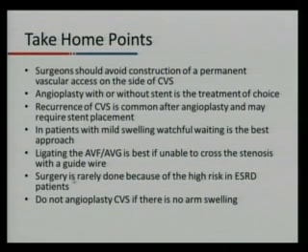So my take-home points are, surgeons should avoid construction of a permanent access on the side of central vein stenosis. And the way he can detect it is by doing a venogram. Angioplasty with or without stent is a treatment of choice. Recurrence of central vein stenosis is common after angioplasty and may require stent placement. In patients with mild swelling, watchful waiting is the best approach. Ligating the access is best if unable to cross the stenosis with a guide wire. So if the other arm is free, maybe just tying it and losing the access may be one approach. Surgery is rarely done because of the high risk in ESRD patients. And do not angioplasty central vein stenosis if there is no arm swelling.